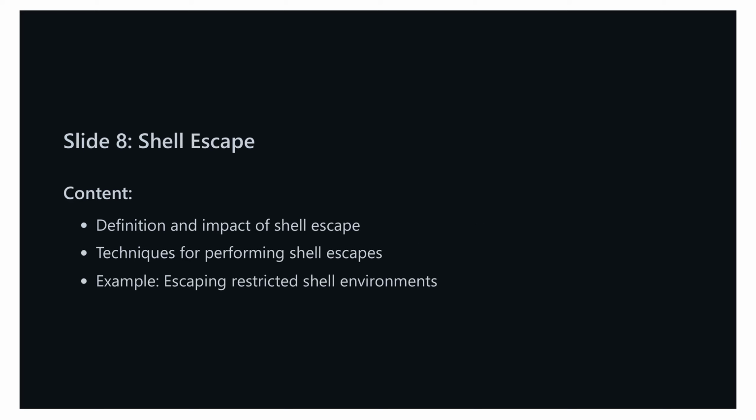On this slide, we're going to discuss the concept of shell escape. A shell escape occurs when an attacker is able to break out of a restricted shell environment, thereby gaining access to the underlying operating system. This type of vulnerability can have serious security implications because it often allows the attacker to execute arbitrary commands, escalating their privileges or accessing sensitive data.